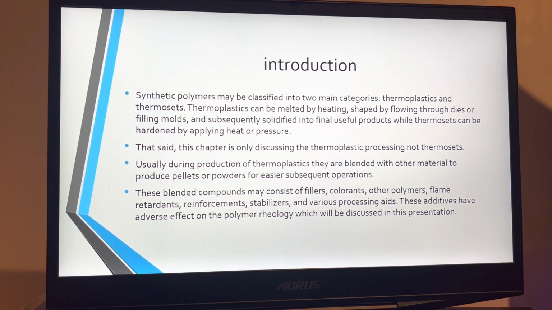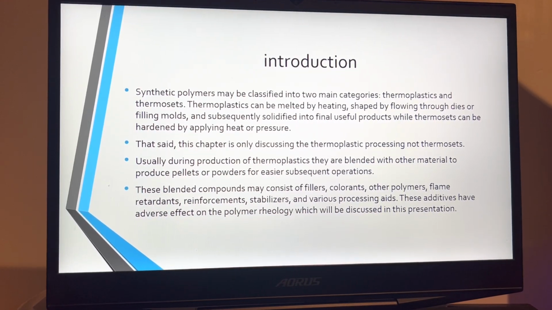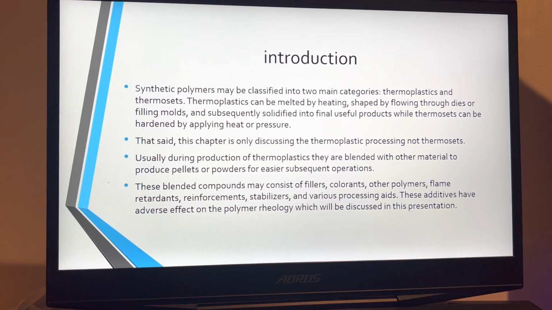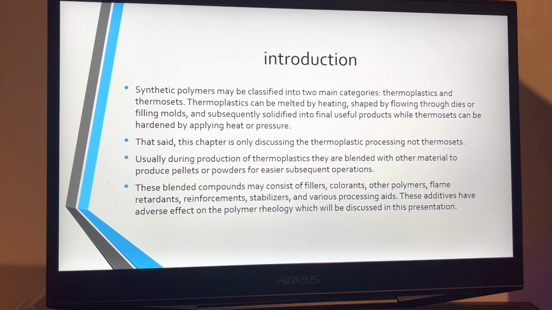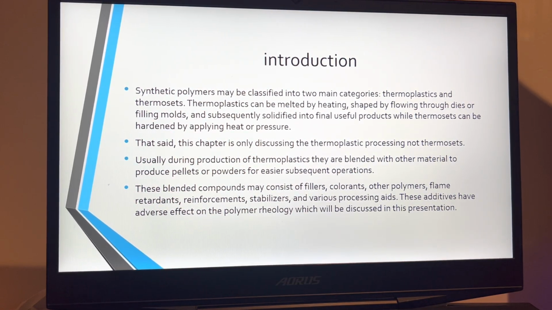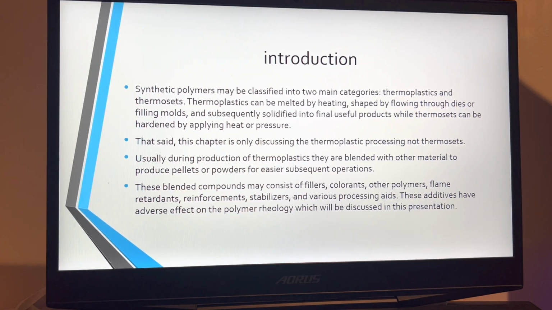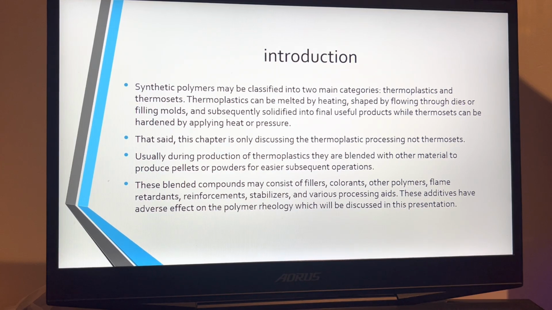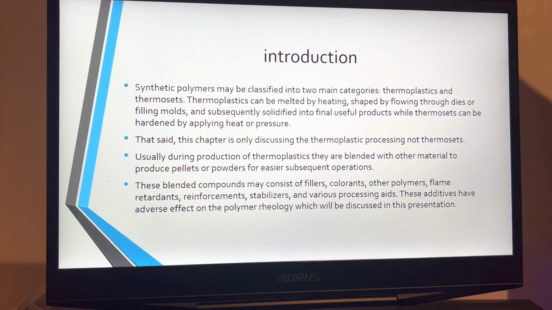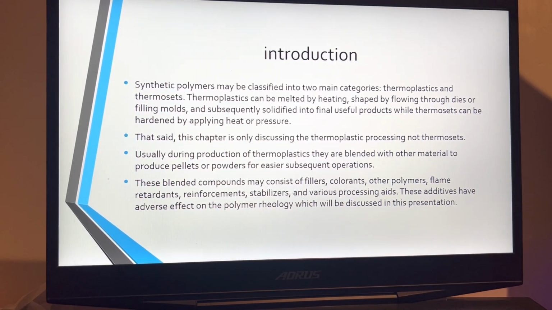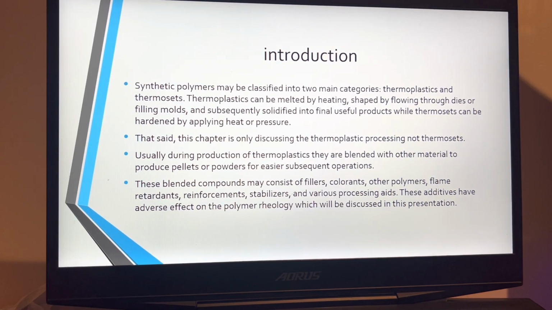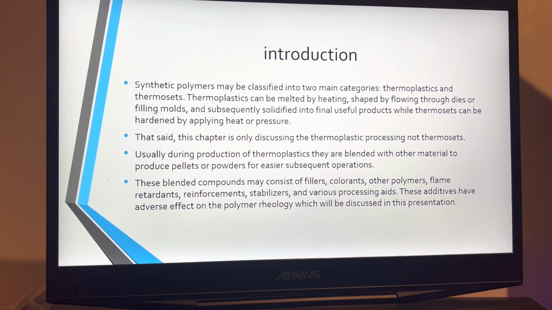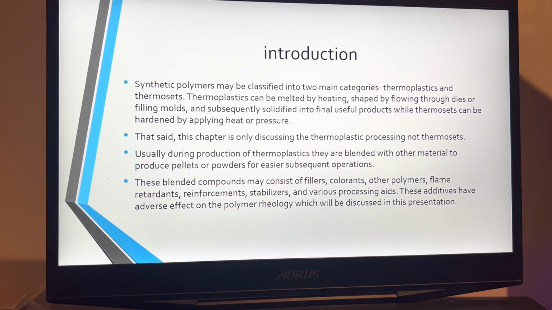Synthetic polymers may be classified into two main categories, thermoplastics and thermosets. Thermoplastics can be melted, heated, shaped by flowing through dies or filling molds, and subsequently solidified into a final useful product, while thermosets can be hardened by applying heat or pressure. This chapter is only discussing thermoplastic processing, not thermosets.